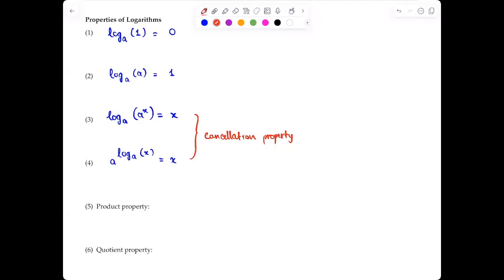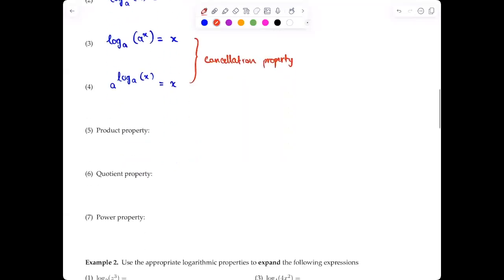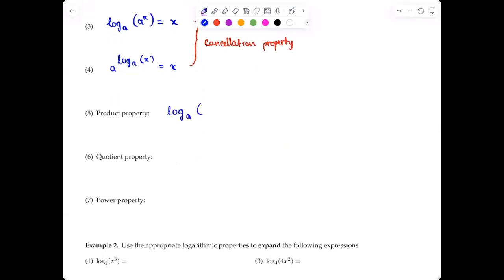All right. So similar to this, I'm going to move on to the product property. The property says that if I have the log of base a of m times n, the product changes to a summation. So log of base a of m times n is equal to log of base a of m plus log of base a of n. So that's why I mentioned a few times so far that logarithms or logarithmic form is another way to write power or exponent.